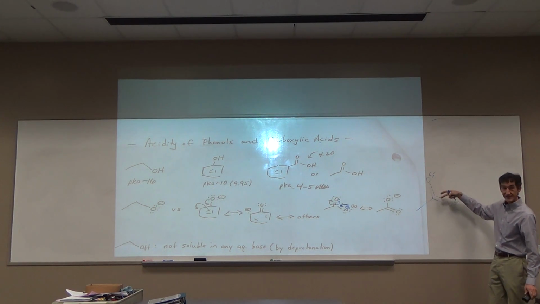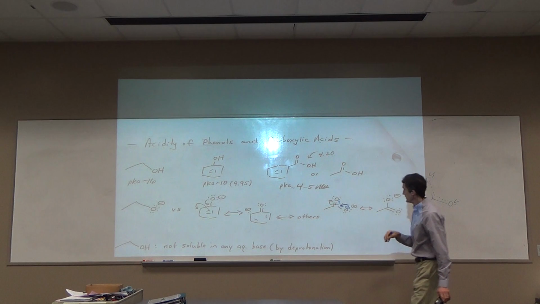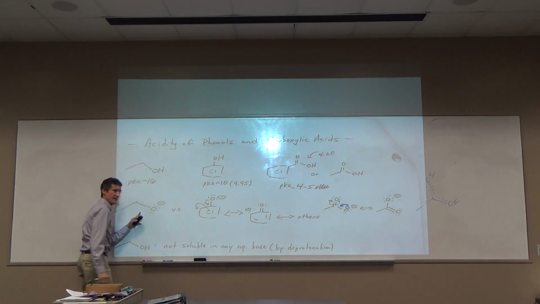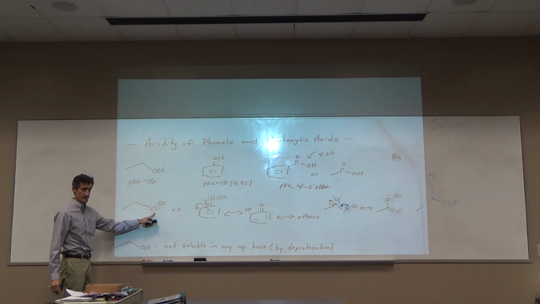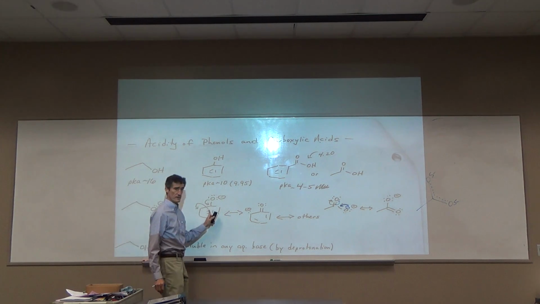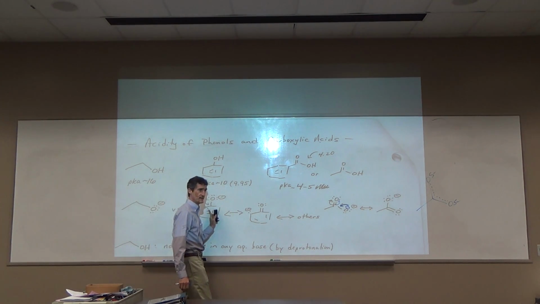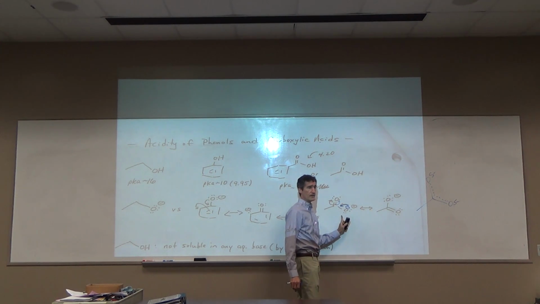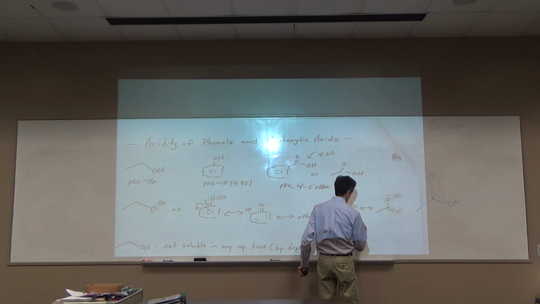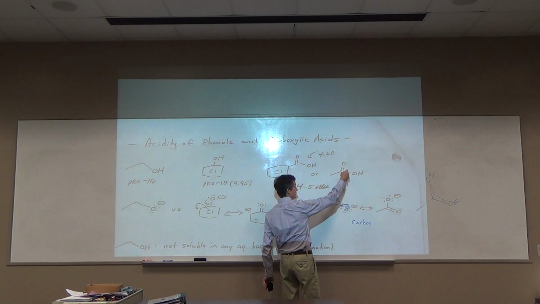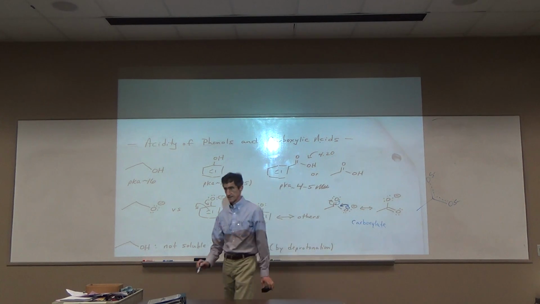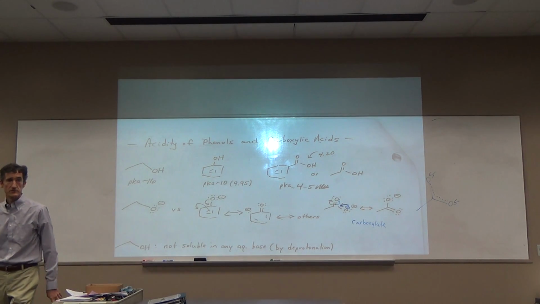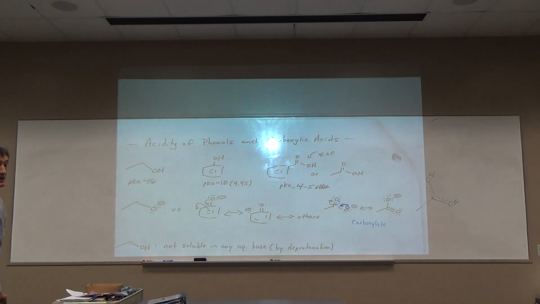So the carboxylate, okay, you've got names. What do you call this anion? Alkoxide. What do you call this? Phenoxide. What do you call this? There's no oxide in it. It's a carboxylic acid in the anion form. It's called the carboxylate ion or anion.